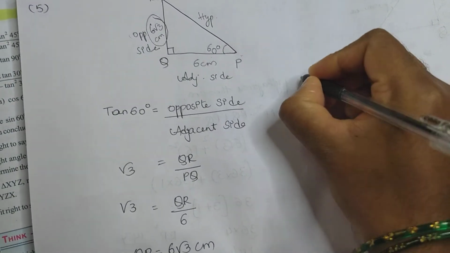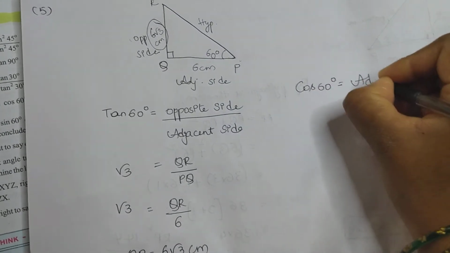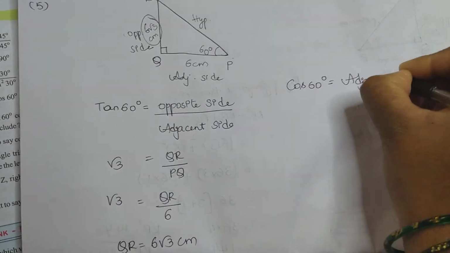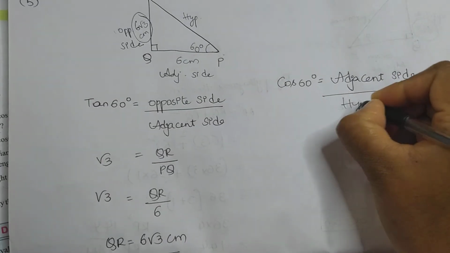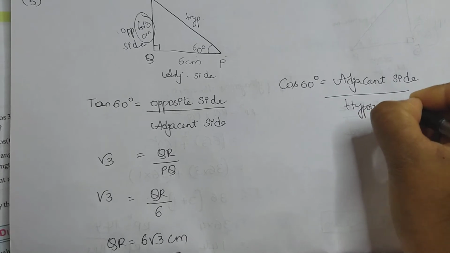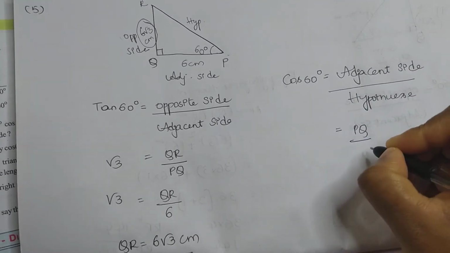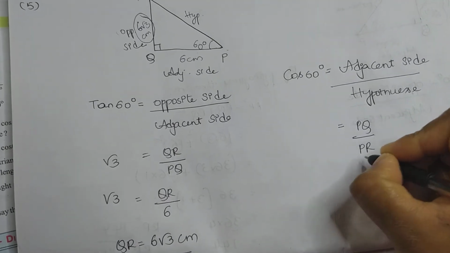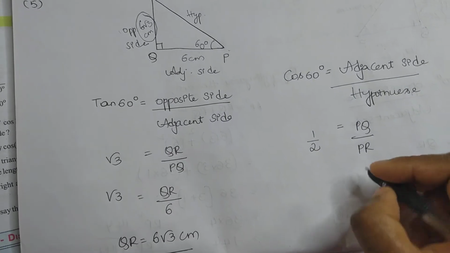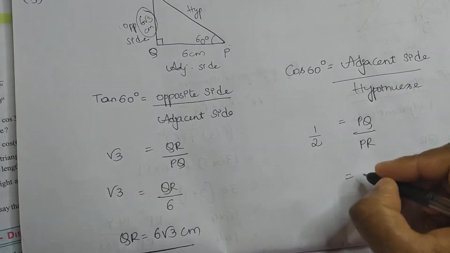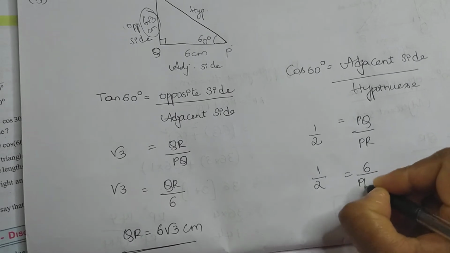So here I will use cos 60. Cos 60 equals adjacent side by hypotenuse. What is adjacent side here? It is PQ by hypotenuse, which is PR. We don't know PR. We have to find this only. What is cos 60 value? It is 1 by 2. Correct? What is PQ length? They have given it as 6, right? So 1 by 2 equals 6 by PR.